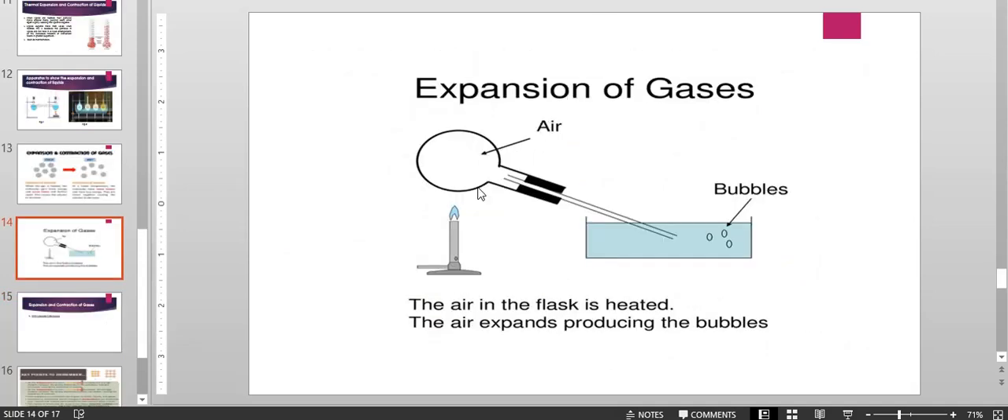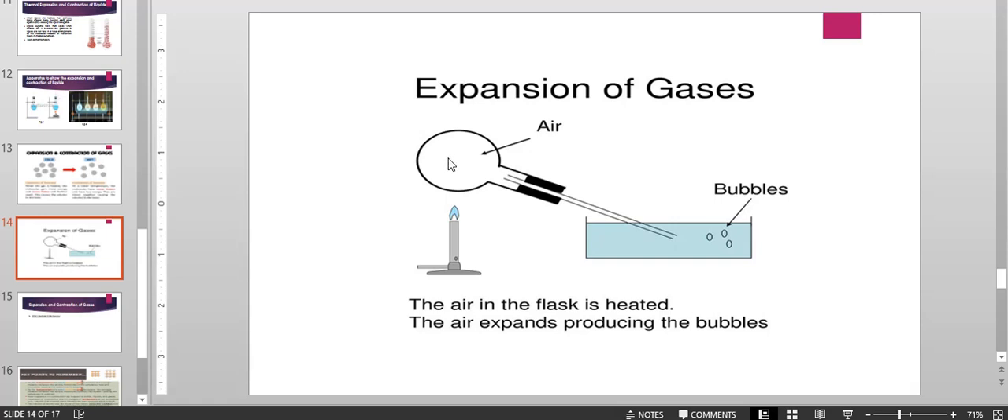This is an apparatus showing the phenomena of thermal expansion and contraction of gases. A round bottom flask containing air or a gas is placed on a Bunsen burner. Upon heating this flask, the molecules start expanding and move in all possible directions, and hence pass through this capillary tube and reach the water in the beaker and form bubbles in the water. Whereas when you remove the Bunsen burner, the gas starts to contract and will move back into the flask.